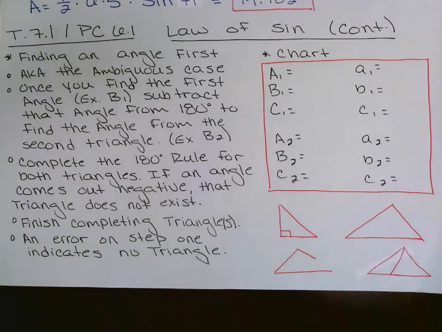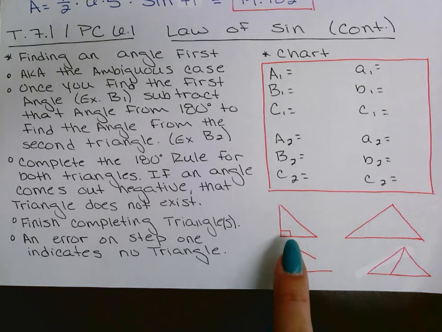In the textbook, they call it the ambiguous case because it's lengthy. It's not difficult, it is just a much more lengthy process, okay? The reason this becomes lengthy is because you have the possibility of no triangle coming out, one triangle coming out, or two triangles coming out. So let me just draw your eyes to these little triangles down here in the bottom right.